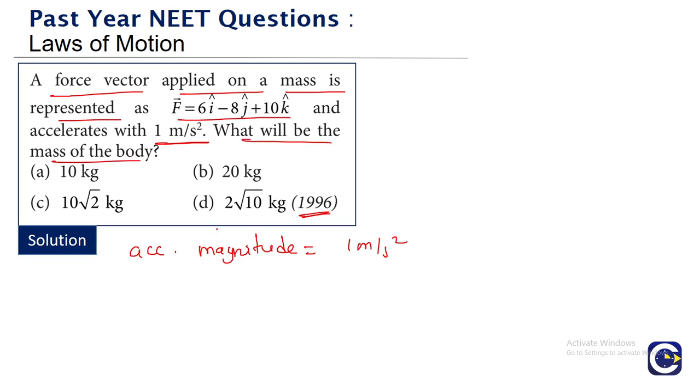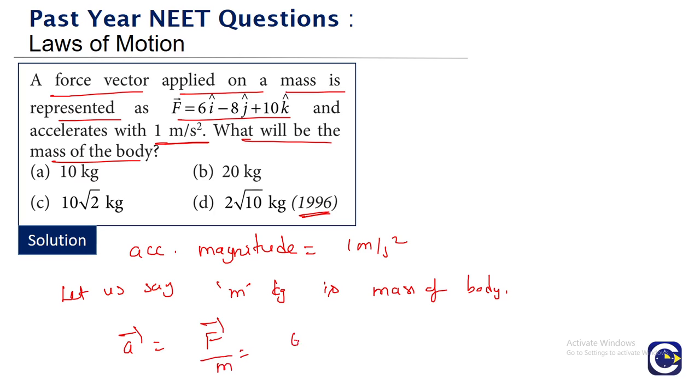What will be the mass of the body? From here we need to find what is the mass of the body. So let us say we don't know what is the mass, so let us say m, because everything is in SI unit. Let us take mass to be in kilograms. Okay, so m is the mass of the body. If m is the mass of the body, then what will be the acceleration vector? Force vector by mass, which is 6i minus 8j plus 10k by m.